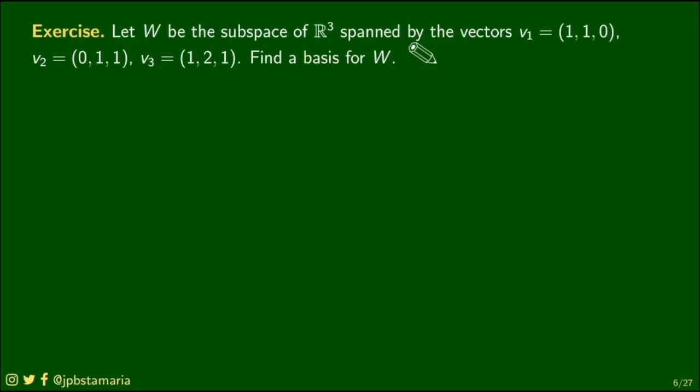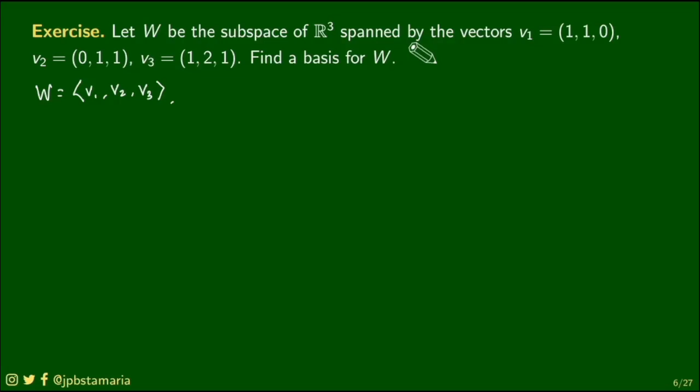Let us now have the following exercise. Here we have a subspace W of R3 spanned by the vectors V1, V2, and V3. So W here is spanned by V1, V2, and V3. Here you are asked to find a basis for W.